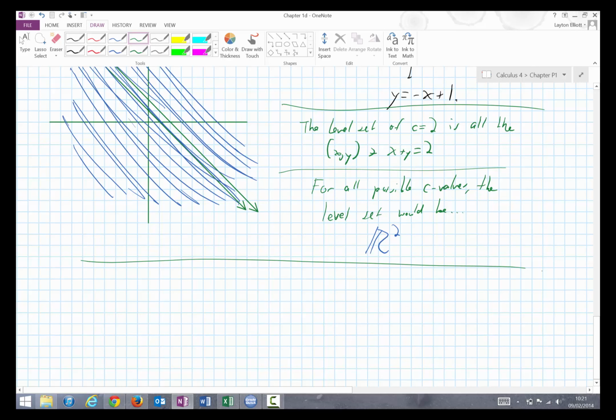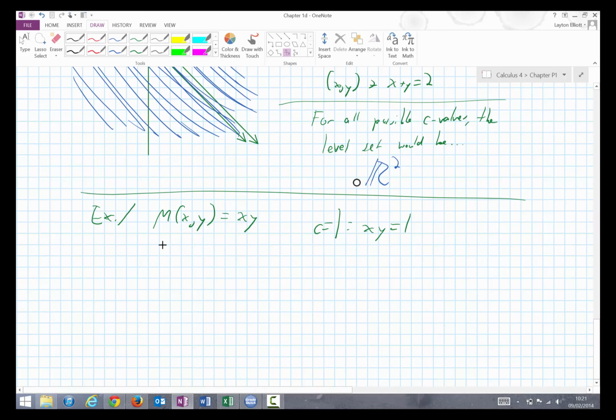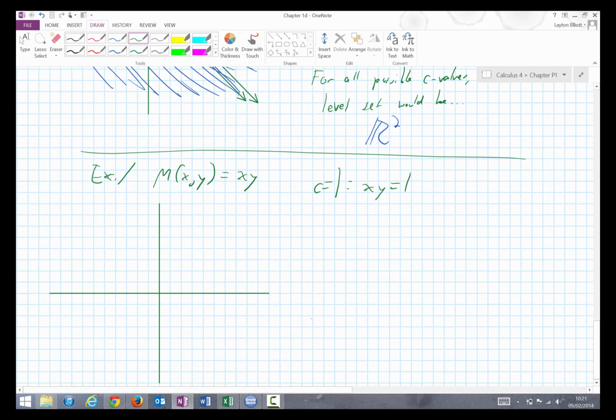Here's another example. Let's say m of xy is equal to x times y. And so for c equals 1, we have xy is equal to 1. So if I sort of look at how that's going to look, I can graph y is equal to 1 over x, and y equals 1 over x looks like, let's see, 1 over 1. You guys should remember it looks like this. This is not a great sketch, but it works. Oops, I should do negative 1 right here. Then we curve around.